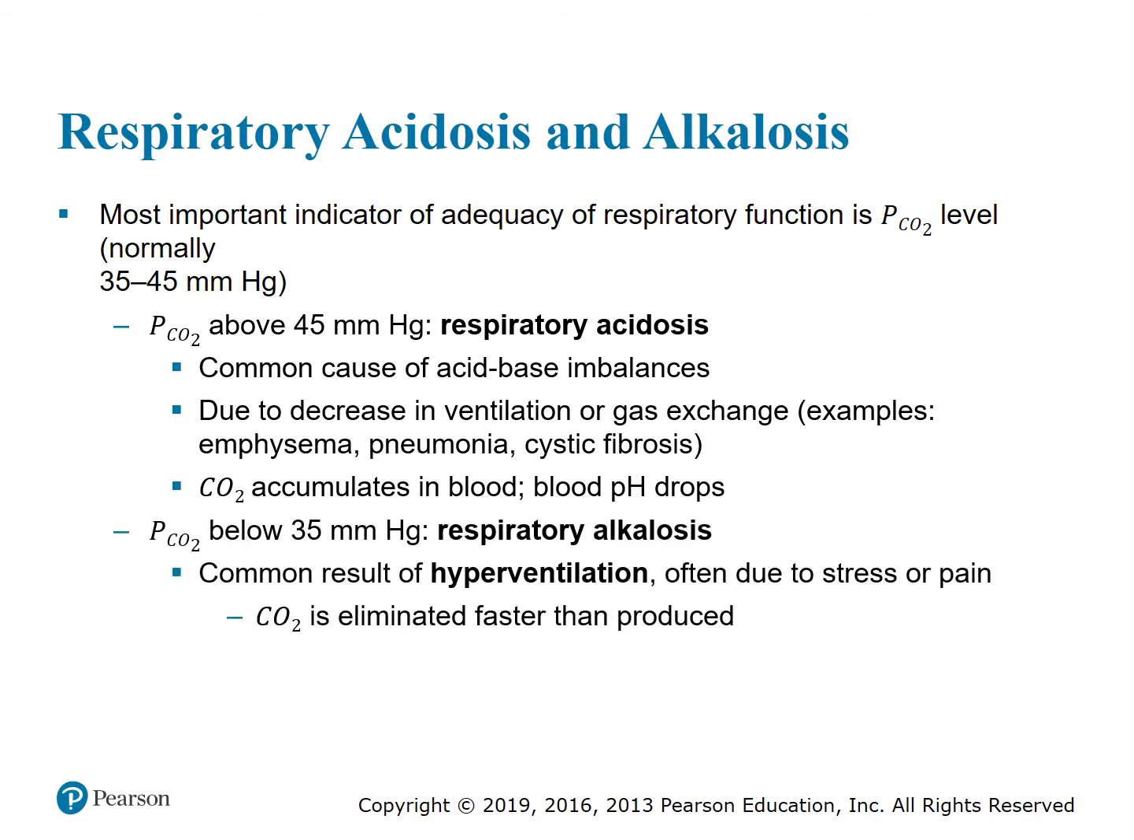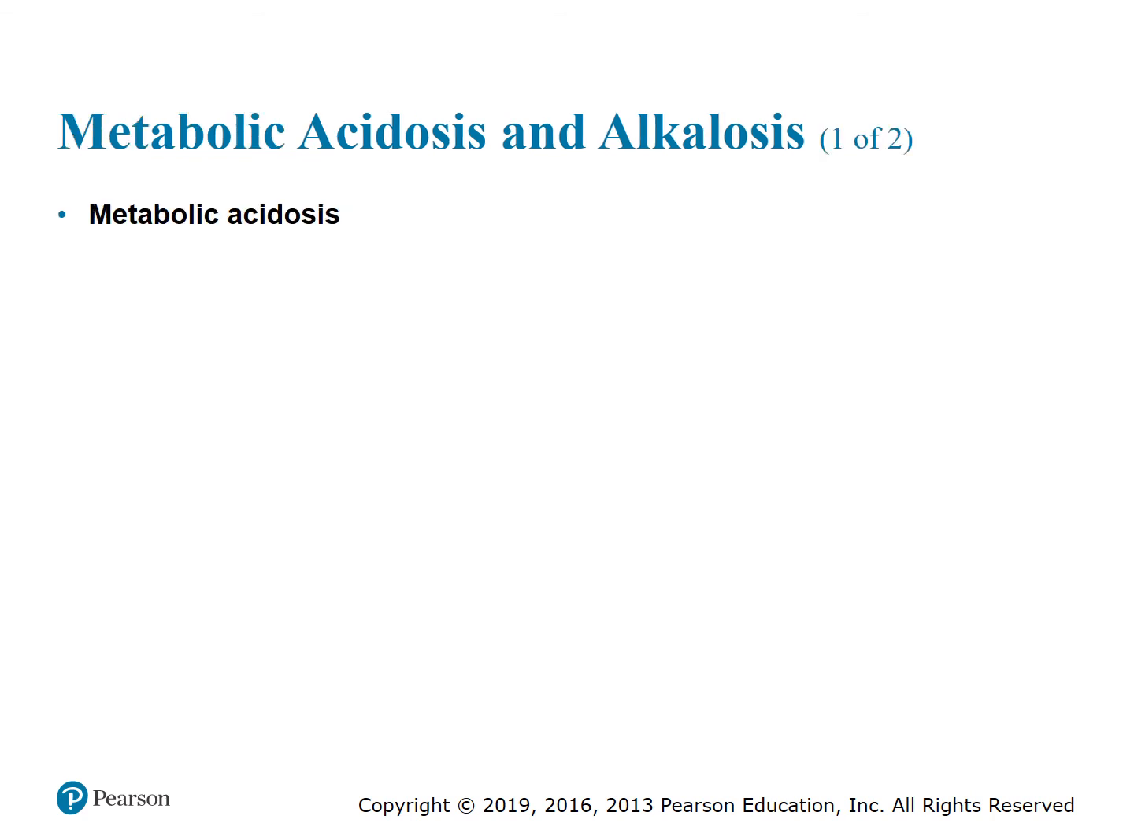Now, a PCO2 below 35 millibars is going to result in respiratory alkalosis, and this can happen as a result of hyperventilation, either due to stress or to pain. And what happens in hyperventilation is that you breathe out CO2 faster than you produce it.